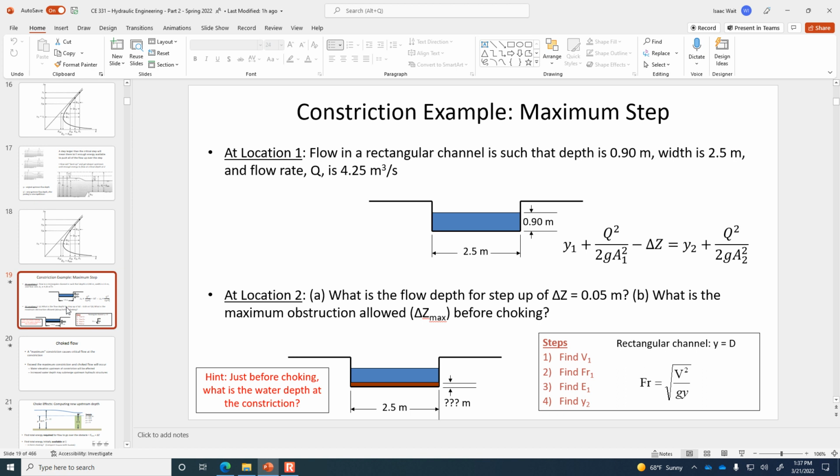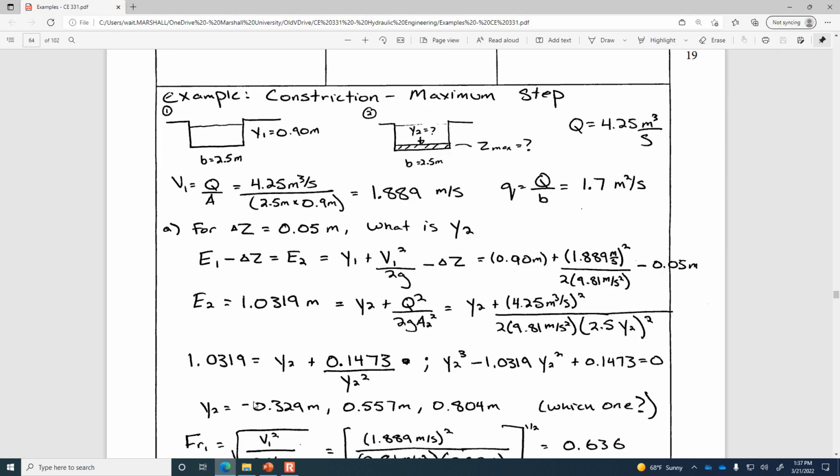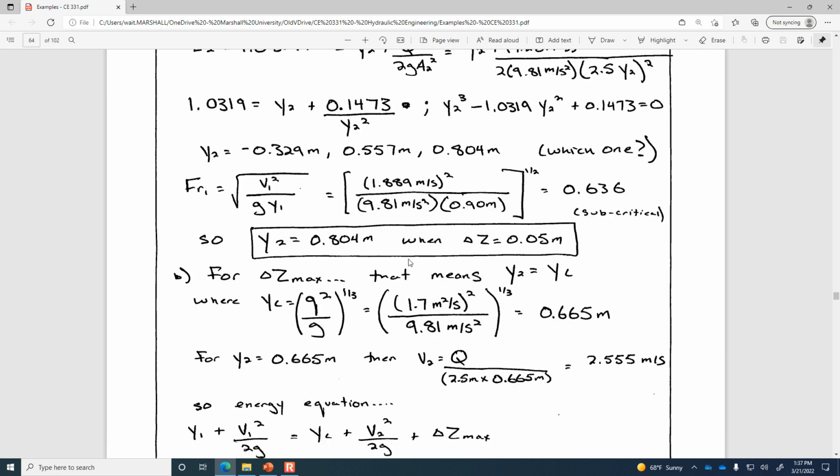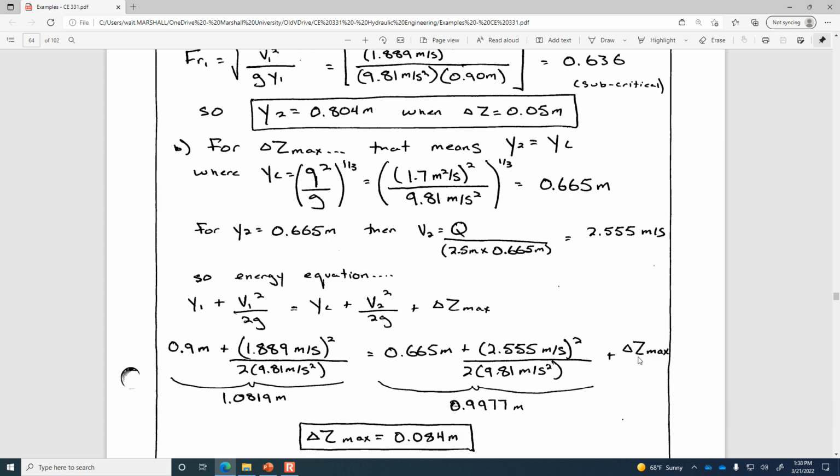Okay, so let me show you what those calculations look like. We had calculated the critical depth for this rectangular channel. We know the velocity at 2. We've done that on the board, 2.555 meters per second. So then the energy equation is the amount of energy that there was at 1.